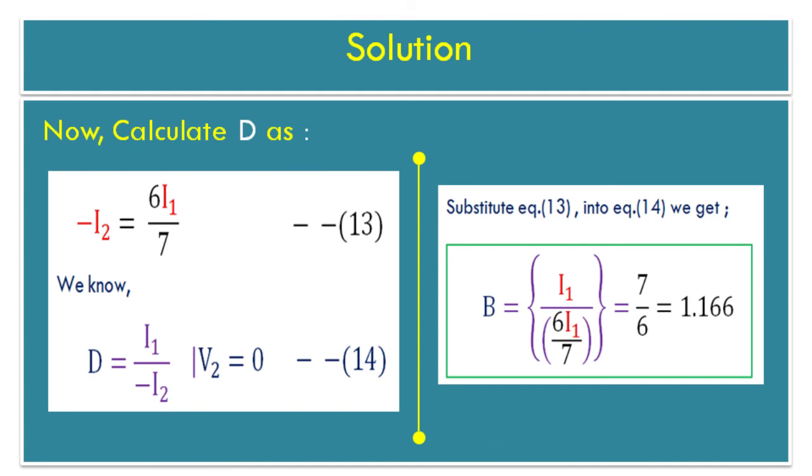We know the formula of coefficient D is equal to current I1 upon minus current I2 given by equation 14. Let's substitute equation 13 into equation 14. We have coefficient D is equal to current I1 divided by 6I1 upon 7. After calculation, we get value of coefficient D is equal to 1.166, which is a dimensionless quantity.